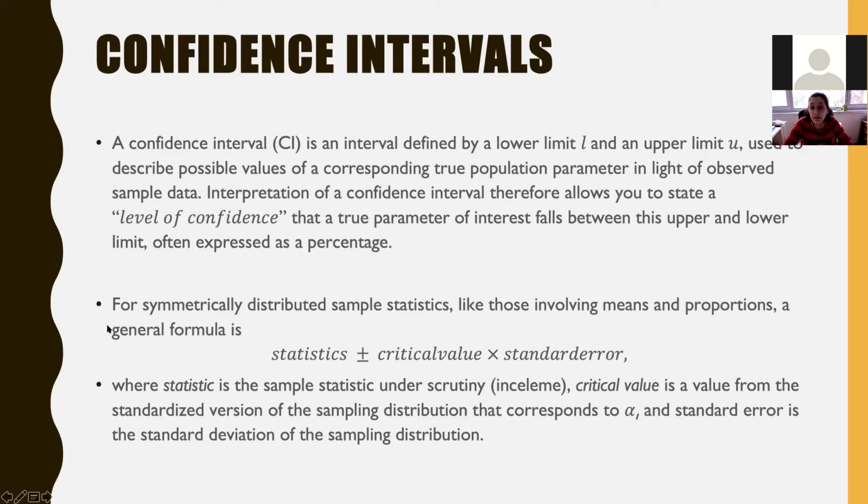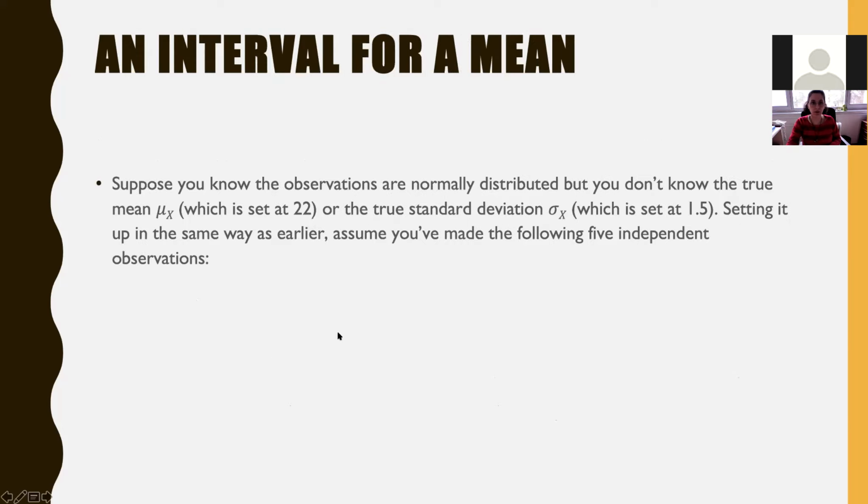Statistics is the sample statistics under your scrutiny in here. And your critical value is a value from the standard version of the sampling distribution, and that corresponds to alpha. Maybe you remember that we generally get alpha as 0.05, but it depends on your experiments. And the standard error is the standard deviation of the sampling distribution.